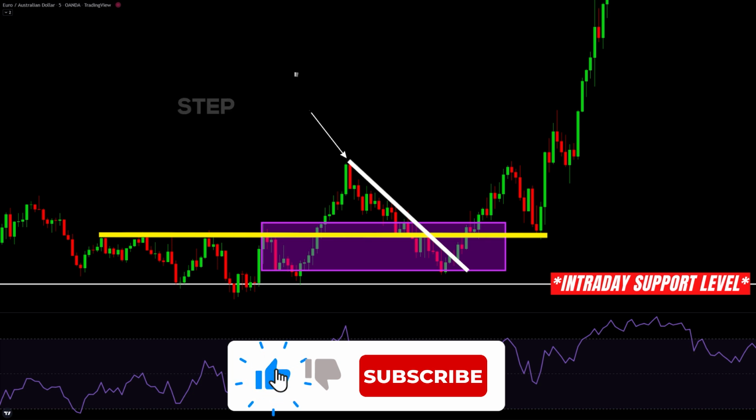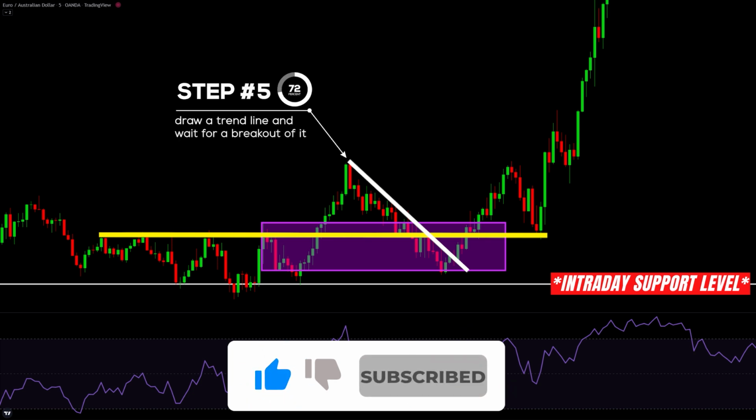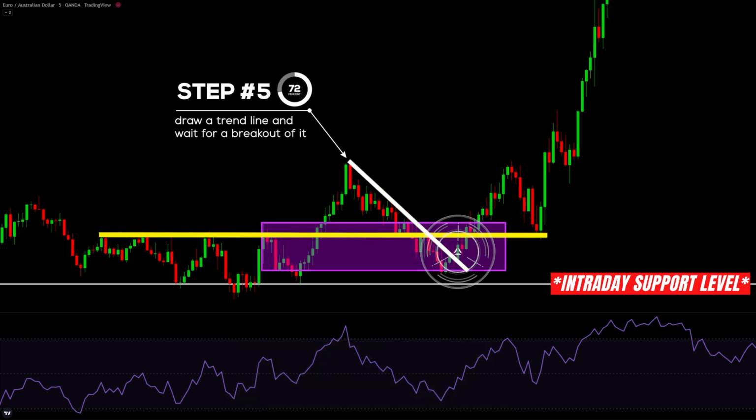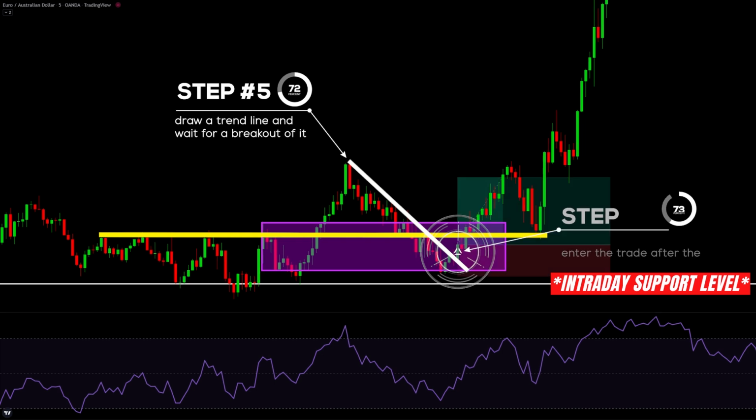Let's connect the swings along the top by the trend line. The price breaks right through it right here. So let's enter the trade long with a stop loss below the recent low and 2-for-1 risk to reward target. And boom, take profit was smashed.